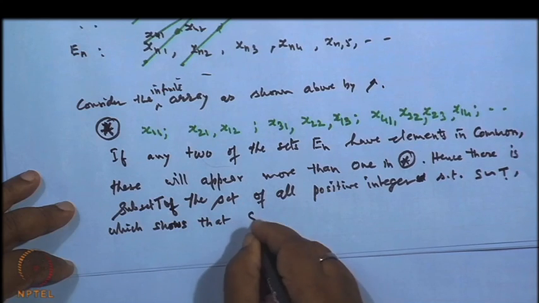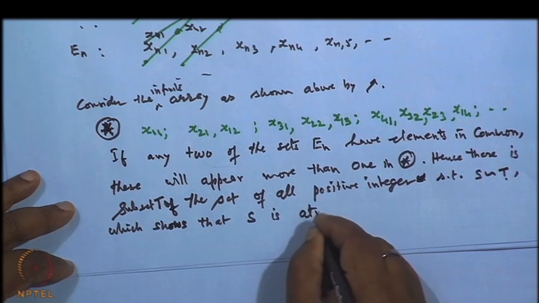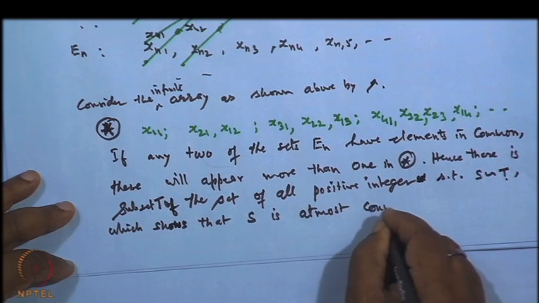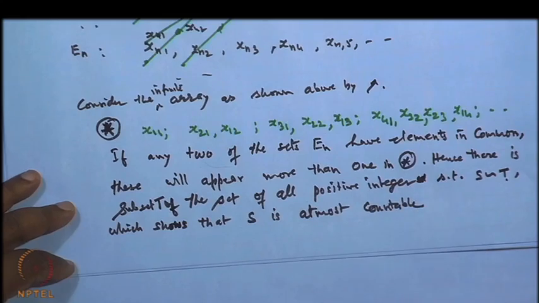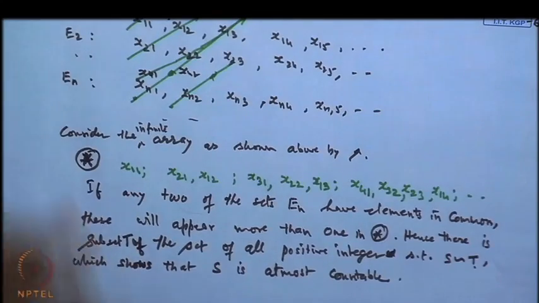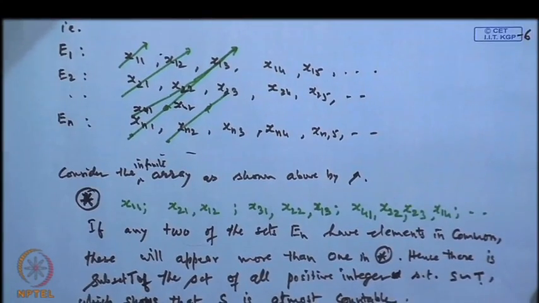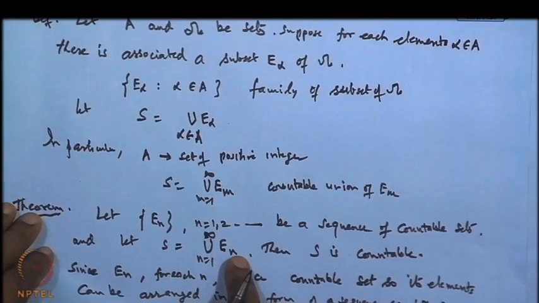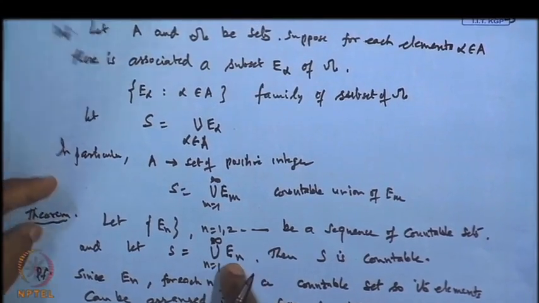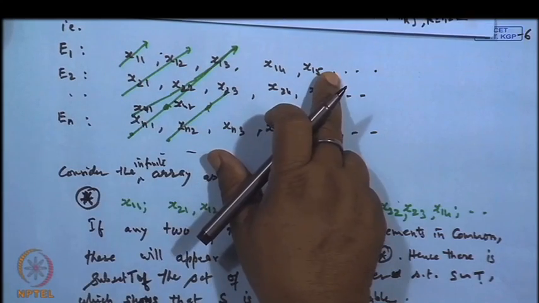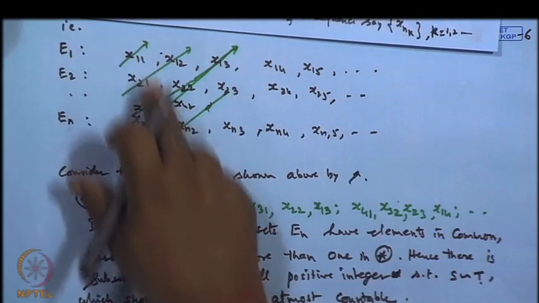That S is at most countable. Let us see what is the meaning of this. Once we have arranged this union of S, E_1, E_2, ..., E_n, each E_n we are arranging in the form of a sequence. So, now take the array like this.